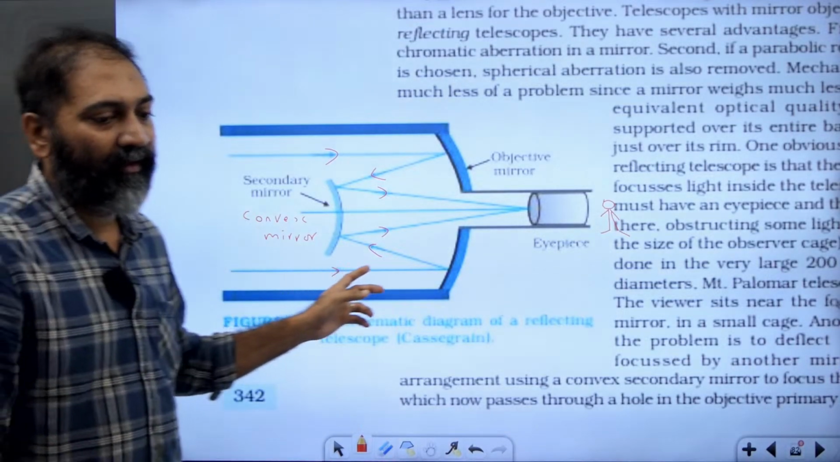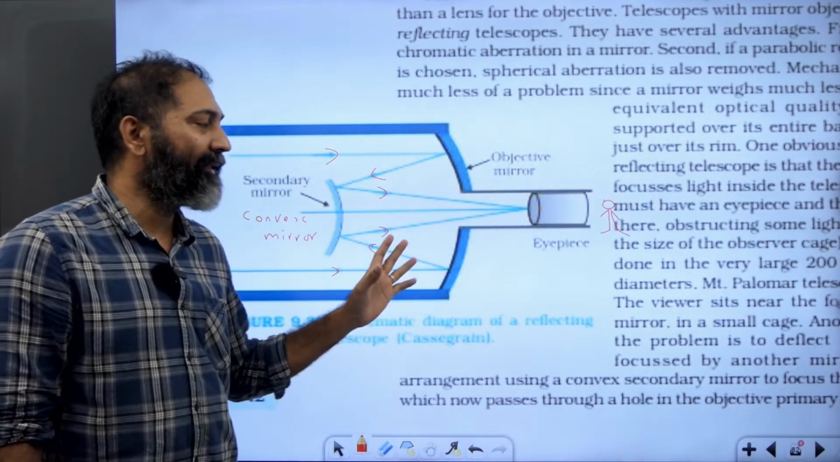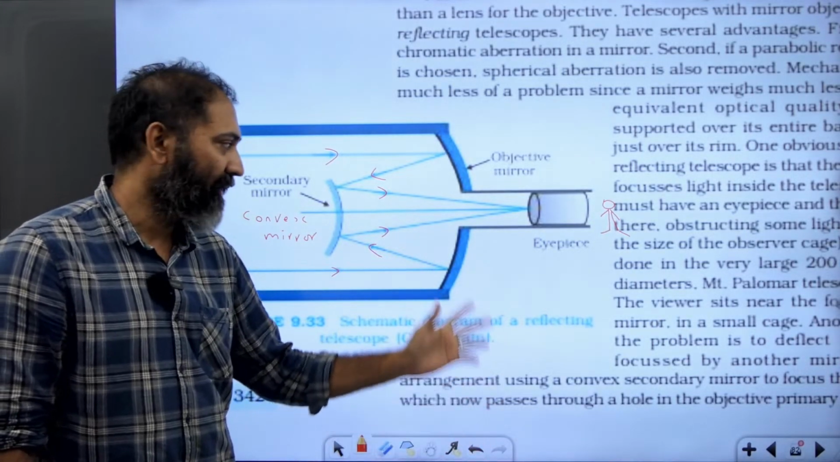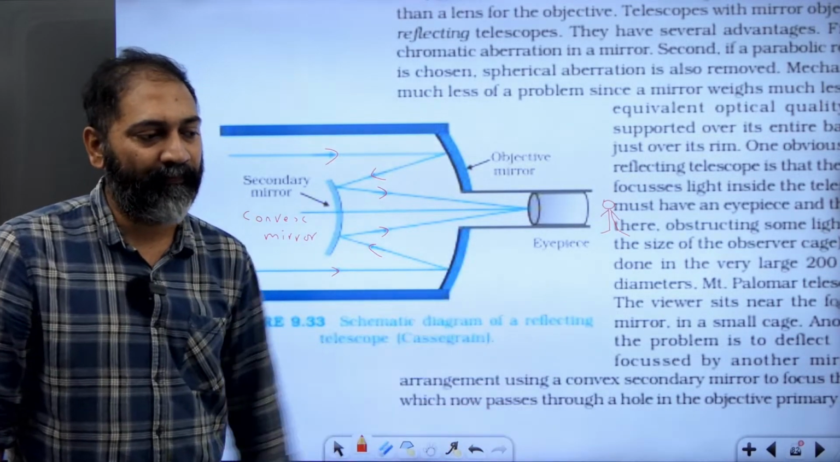Listen, I have about 18 years of experience with the state and CBSE question papers, but this figure never came.